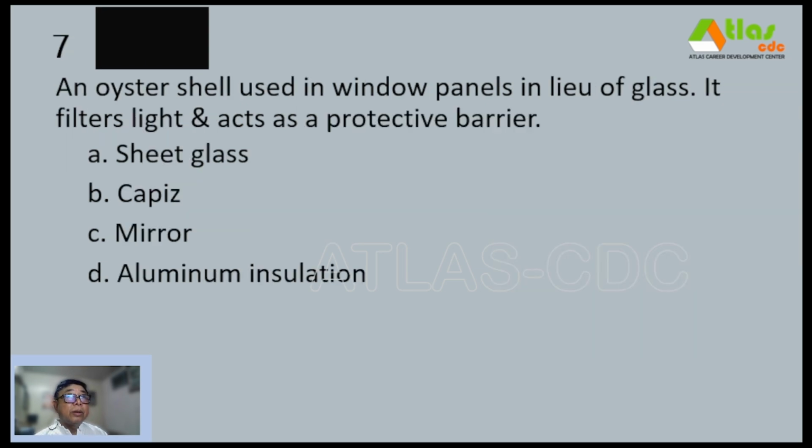So number 7, an oyster shell used in window panels in lieu of glass. It filters light and acts as a protective barrier. A. Sheet glass, B. Capiz, C. Mirror, and D. Aluminum insulation.